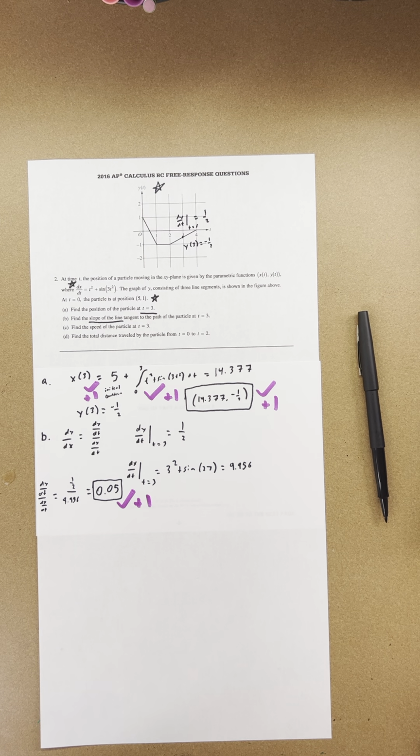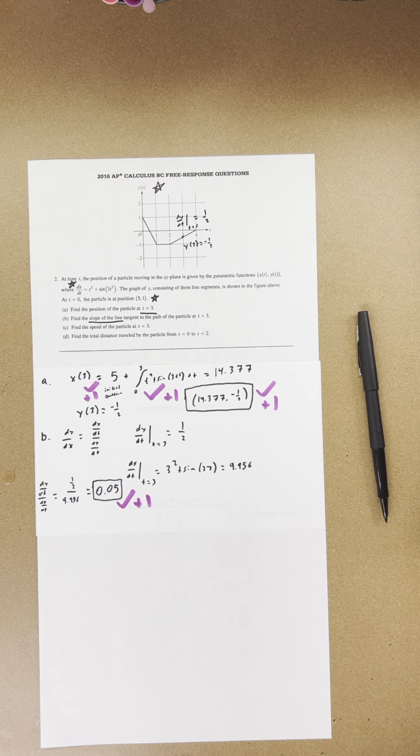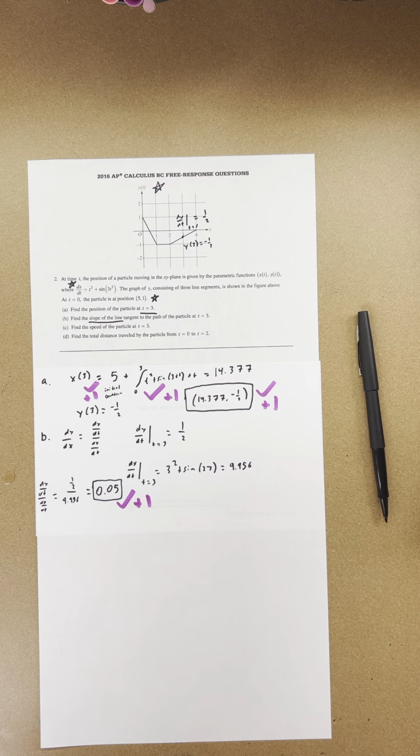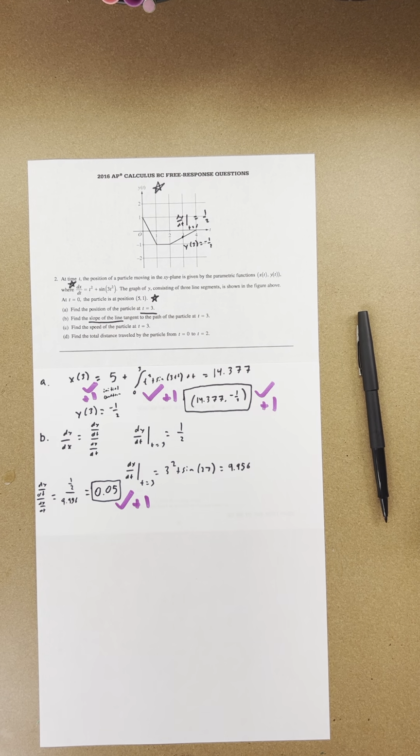Some common errors. Similar to the first one, know what you're looking for. We're looking for dy/dt at t equals 3 and dx/dt at t equals 3. We're not using y of t. We're not using x of t. Make sure we know what we're looking for. Also, don't flip these. I know sometimes it's easy to flip them and not even realize it, but the dy/dt should be on top. So don't make any careless errors. You should be good.